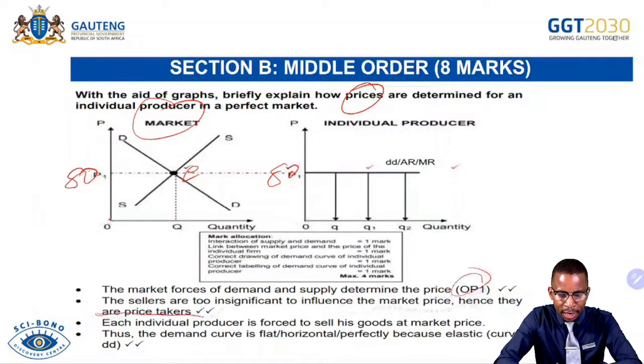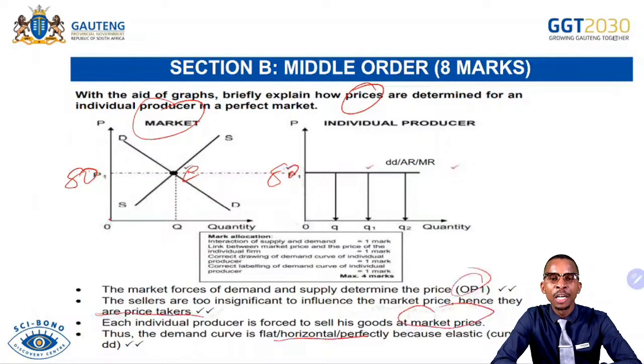And then each individual producer is forced to sell his goods at the market price. No one can sell at his or her own price, but they sell at the market price, which is 80. And thus, the demand curve is flat or horizontal or perfectly elastic because the firm is the price taker. Remember, under perfect market, the firm does not have any influence over the price.